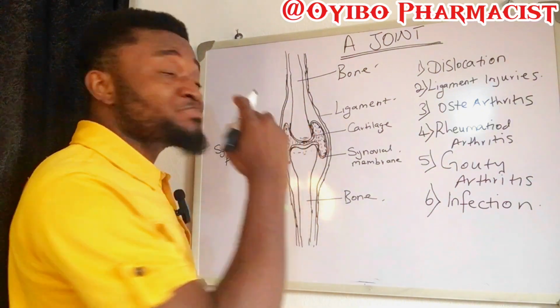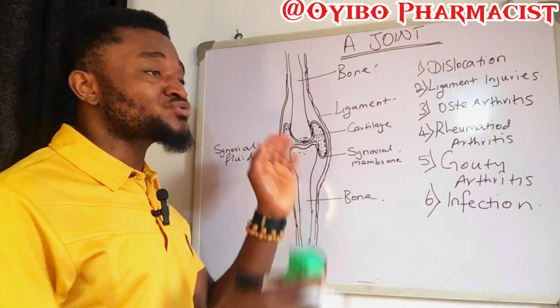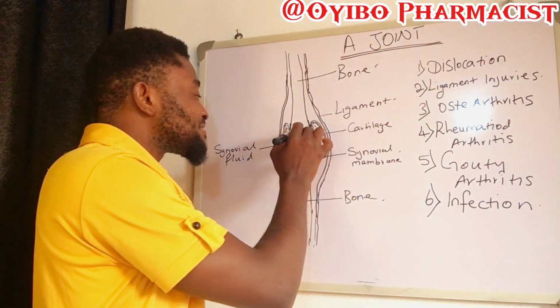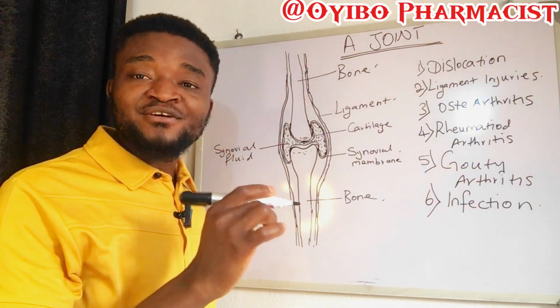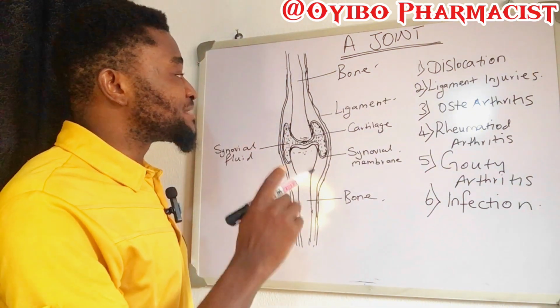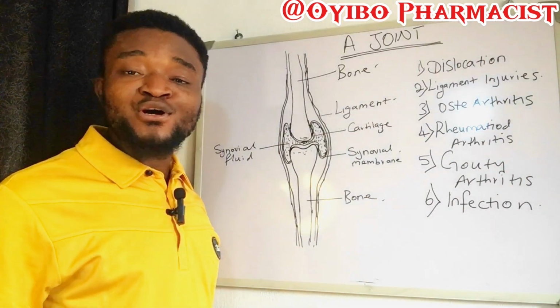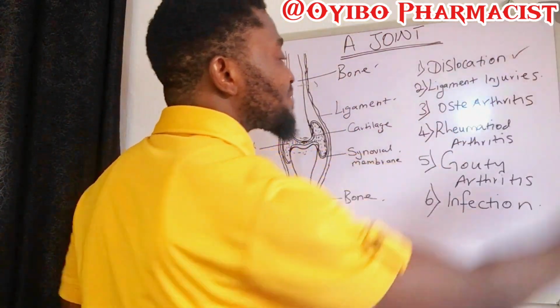That is the only way that the pain will go, of course with the use of pain relief and all of that just for temporary relief. But if the bone does not come back to its original position, of course the pain will always be there. So number 1 reason why you have pain in your joint is because this bone has been dislocated.